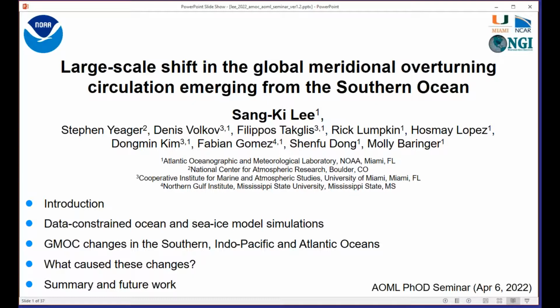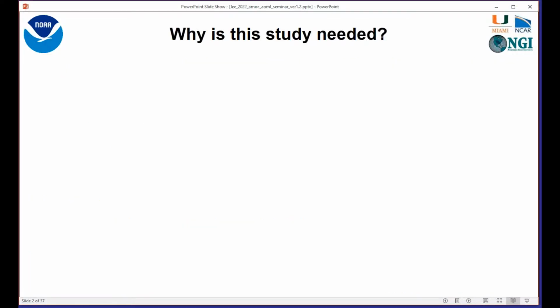First, I'm going to talk about the introduction. Why do we need to do this study? Some motivation. Then the main tool that we use here, a data constraint ocean and sea ice model, I'll explain a little bit. Then I will start from the global meridional overturning circulation change. I'm going to call it GMOC. I'm going to use that for the Southern Ocean first, then Indo-Pacific Ocean, then Atlantic Ocean, in that order. Then I'll briefly talk about what is causing those changes during the past decades, and a quick summary and some future work.